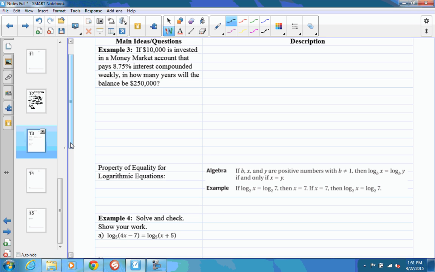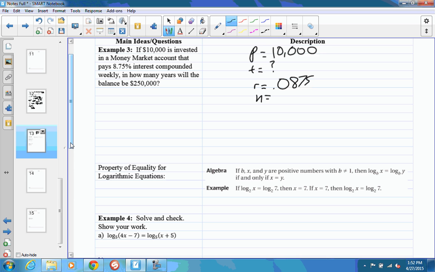So let's go through what we know. What is P? Principal, right? 10,000. T, I don't know, right? That's what I want. How many years? T in years. So we'll find T. We'll put a question mark next to that. I know my rate in decimals. What is it? 0.0875. Okay. I know N, don't I?